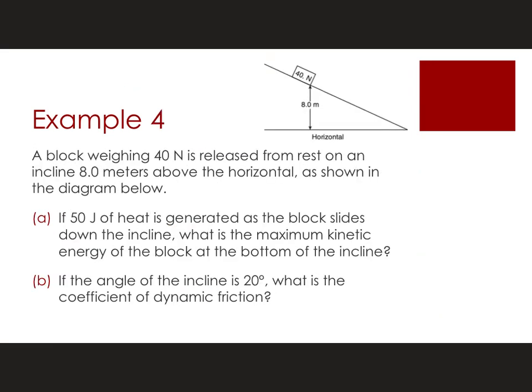Okay, and one more example here. I have a block weighing 40 newtons released from rest on an incline of 8 meters above the horizontal. It tells us in this case 50 joules of the energy has been transferred to heat. What's the maximum kinetic energy? So if I had only potential energy to begin with, that's going to equal the work done to overcome friction plus whatever kinetic energy I have left at the bottom.